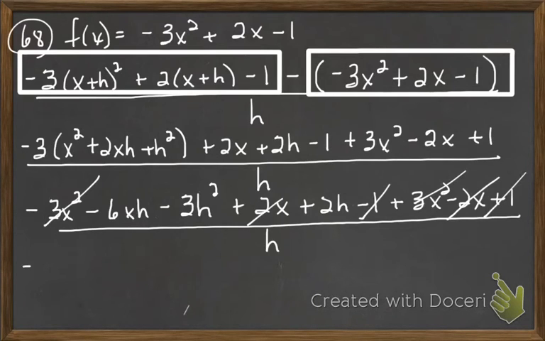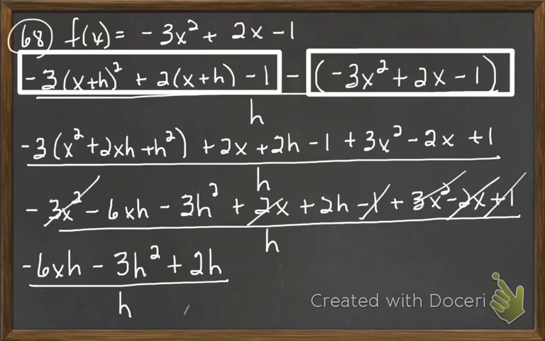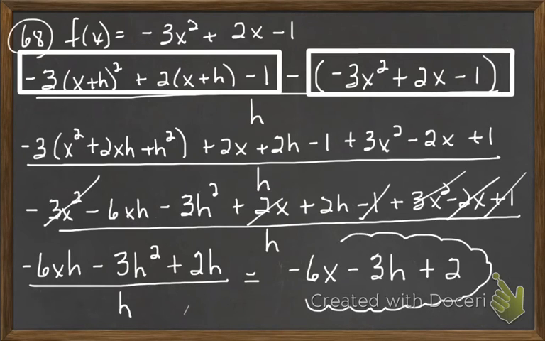So now we're left with negative 6xh minus 3h squared plus 2h. Is that all that's left on the top? Yes, and all of that is divided by h, and then we're almost finished. So negative 6xh divided by h is negative 6x. Negative 3h squared divided by h is negative 3h. 2h divided by h is plus 2. So this is actually your slope, which will change depending on the 2 points that you use.